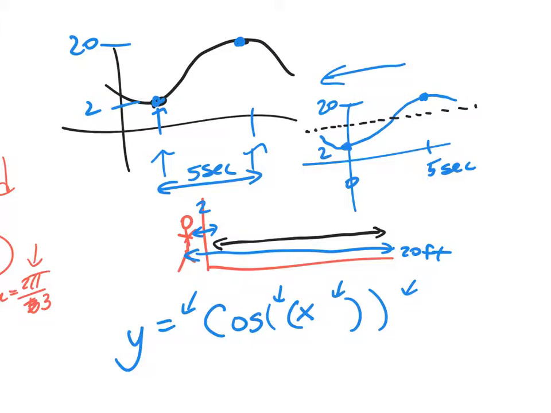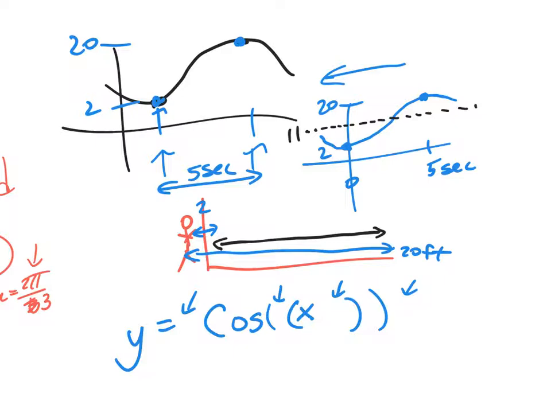Okay, hopefully you have gone and given this a shot by yourself. Now I'm going to figure out this midline. The midline is the average of 20 and 2. So I add them together: 22, divided by 2 makes 11. So the midline is 11.